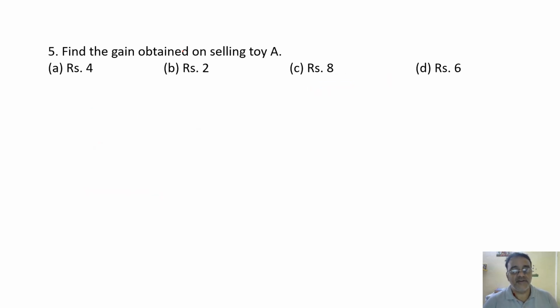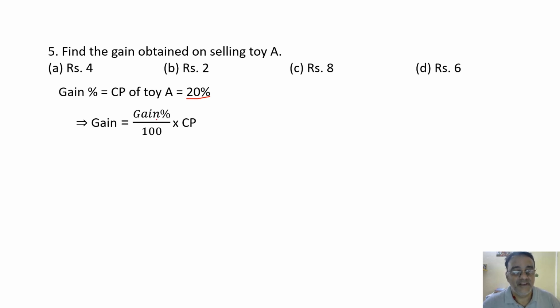Now the fifth question, find the gain obtained on selling toy A, right? So gain percent is equals to CP already given, right? And cost price we got 20, so 20% gain होगा. So gain formula क्या होता है gain निकालने का? Gain percent upon 100 into CP. So that is 20 upon 100 into 20. So 20 cancel कर लो. So we are getting rupees 4. Any doubt? No, sir. And the correct option is A.